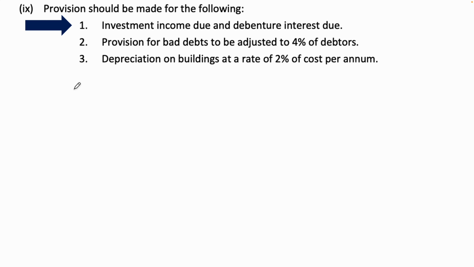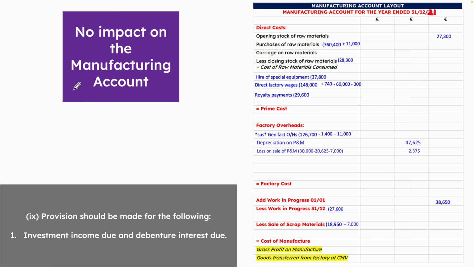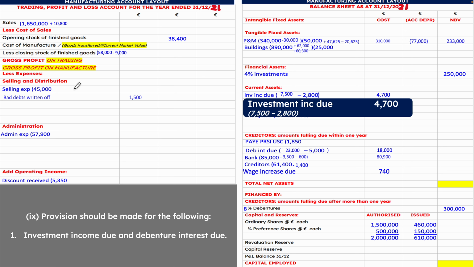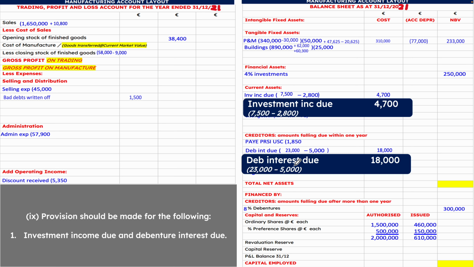Last adjustment, number 9. Provision should be made for the following: investment income and debenture interest due. So we're lucky because we've already got loads of the workings done for that. So we have got investment income due, 7,500 minus the 2,800 gives me 4,700. Our debenture interest due then, we've got 23,000 minus 5,000, that is 18,000 euro debenture interest due at the end of the year.